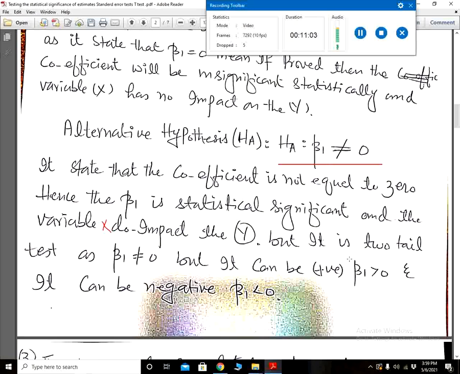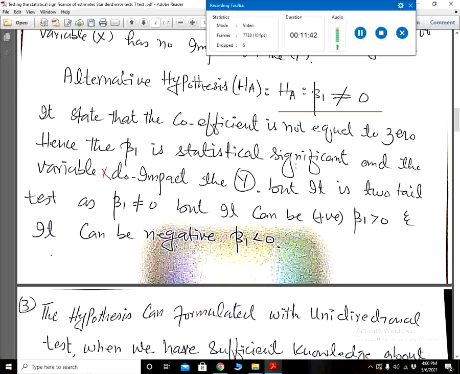But it is a two-tail test. As beta 1 is not equal to 0, it means that beta 1 may be positive or negative. It means that it is a two-tail test. We haven't stated, if the null hypothesis is rejected, what the state of beta 1 will be, whether less than 0 or greater than 0. Here we stated that beta 1 is either negative or positive, but it is not equal to 0. Thus it is called a two-tailed hypothesis.